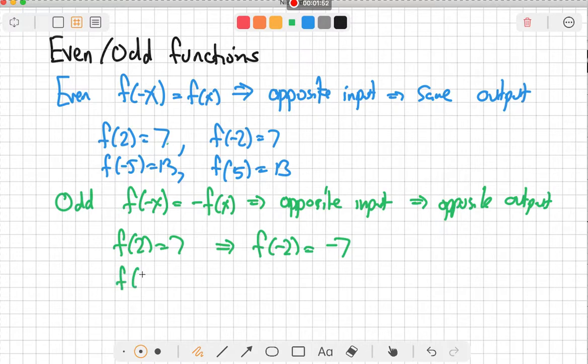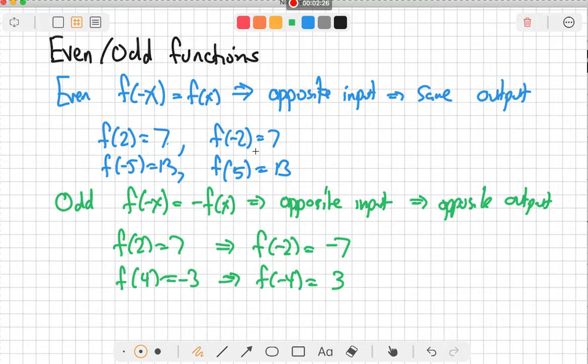If f of 4 equals a negative 3, then f of negative 4 equals a positive 3. So again, with an odd, you put in the opposite input, you get the opposite output. Even, you put in an opposite input, you get the same output. If neither one of those works, it's not even, it's not odd. So that's some of the symmetry we're talking about here.